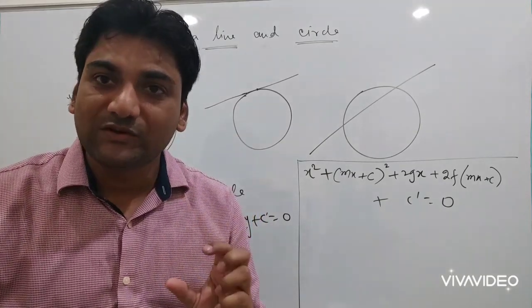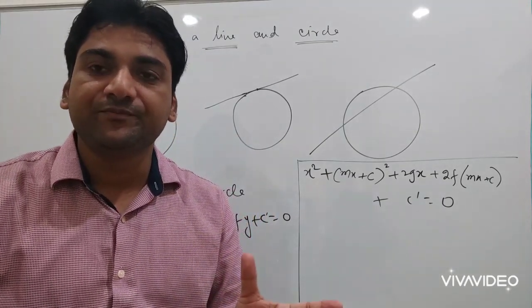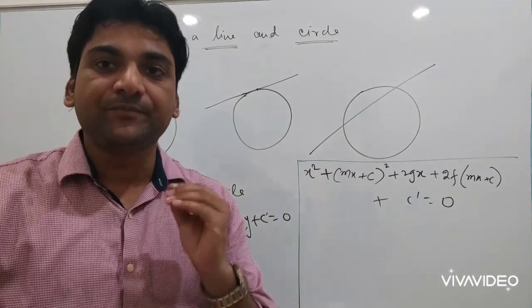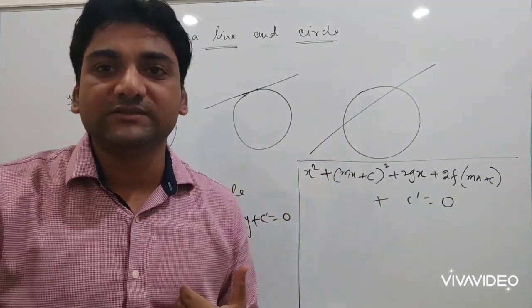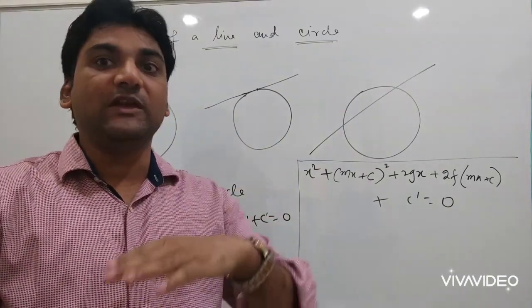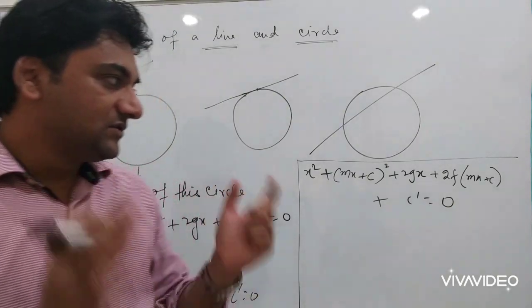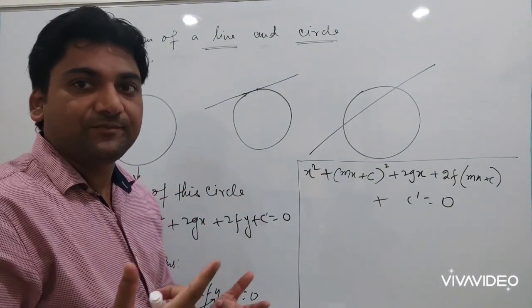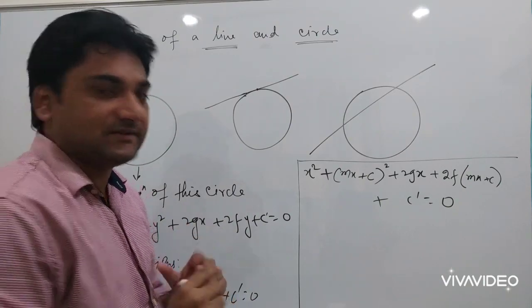Whether your quadratic equation will give you repeated roots, whether it will give you two distinct real roots, and there is also one possibility, your quadratic equation won't give you any real roots. That would be imaginary roots, right? And you have already learned what the conditions are.